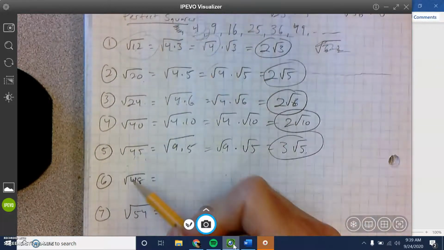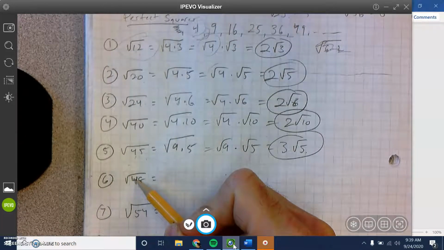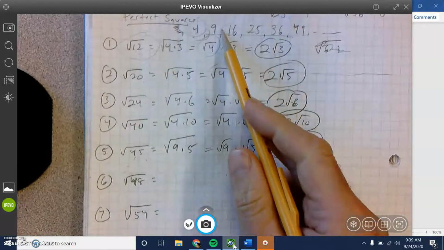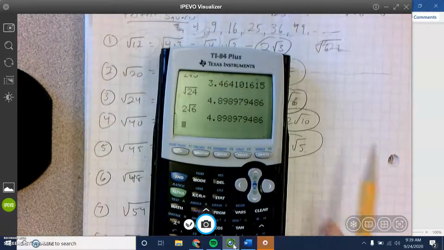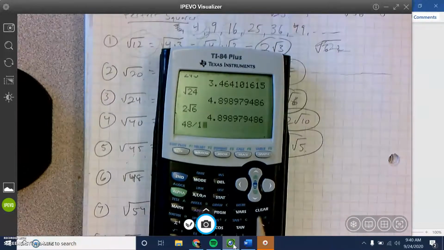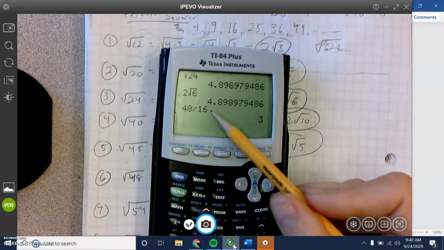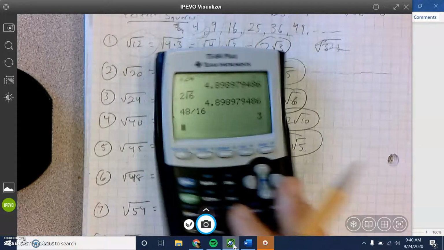So does 4 go into 48? The answer is yes. But something else also goes into 48. That would be 16. Because you can try just by doing this. So 48 divided by 16. If you don't get a remainder, it's divisible. It's 3. So 16 times 3 is 48.